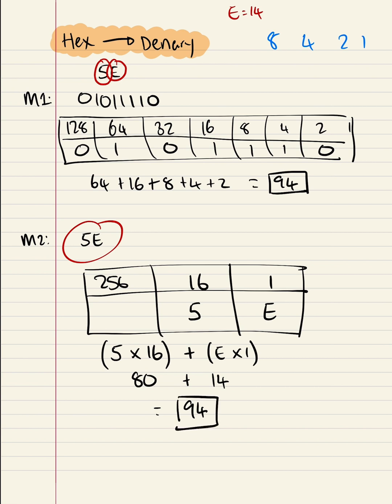And that's the second method. One step, put it into the table, multiply, add them up. Or you can go with method 1, which was to convert to binary first and then convert the binary to denary. Whichever you choose, you will get the correct answer.